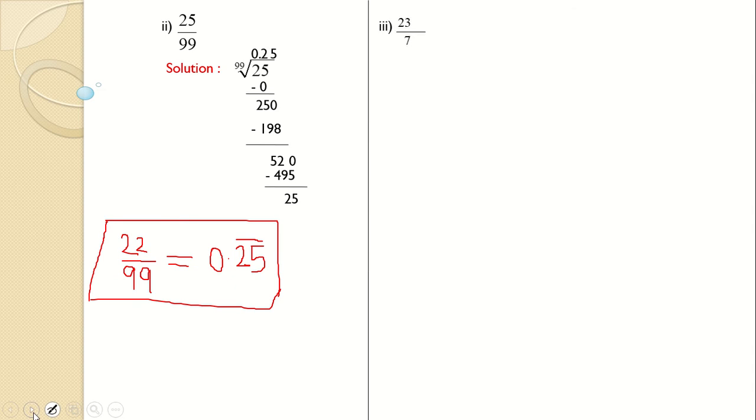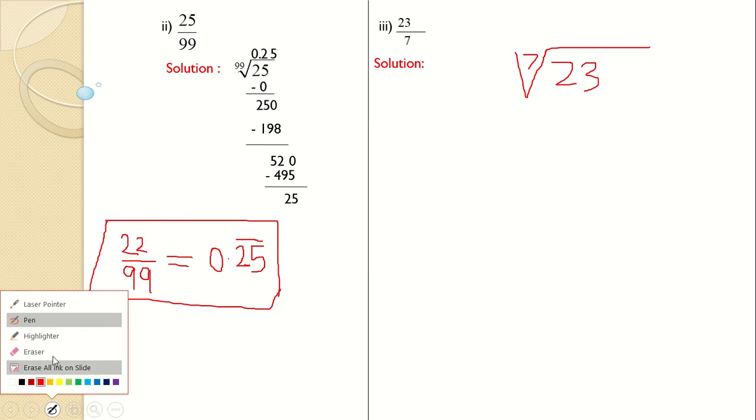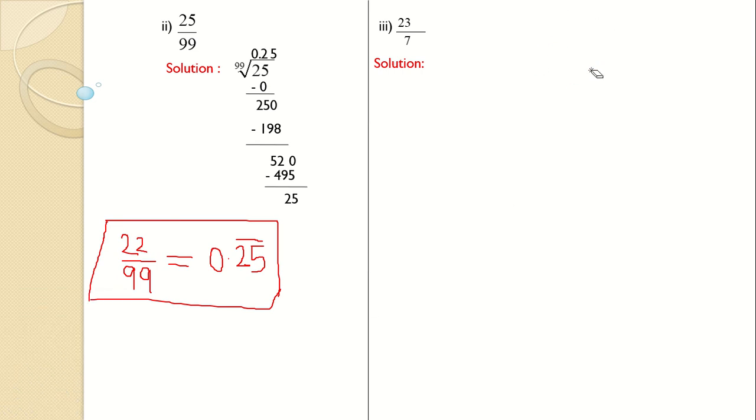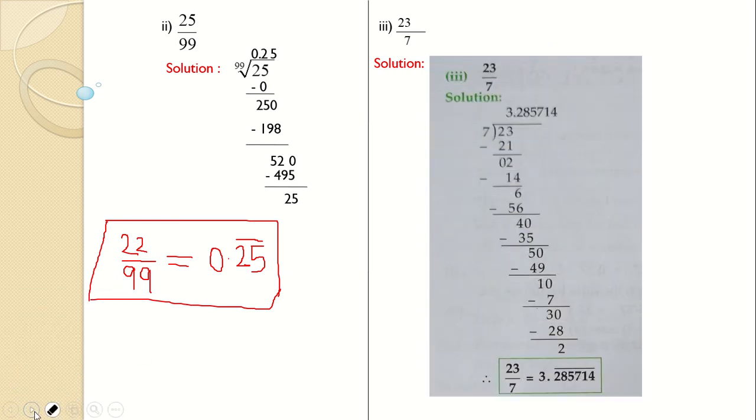Then we move to the next sum. Third sum, 23 upon 7. You can actually divide it like this, 7, and divide 23 by this 7 and see what answer you get. I have already solved this, and this entire group of numbers is recurring, 285714. So you should put a line on its top and put that in the bracket.